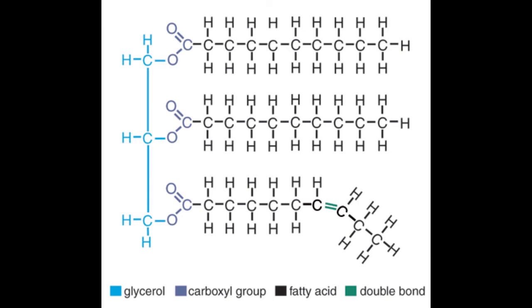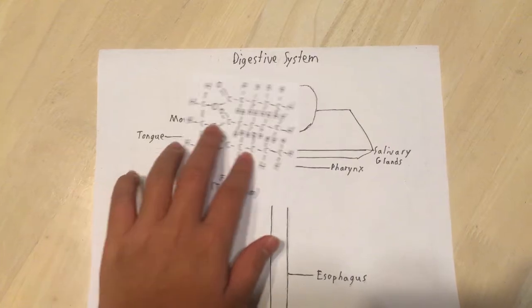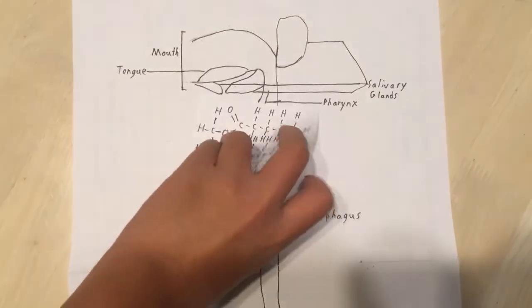Fats are made up of one glycerol backbone with three fatty acid tails. Fatty acid tails are hydrocarbons, meaning they are made up of only hydrogen and carbons. This gives the amphipathic property of fats, meaning that the side of glycerol is hydrophilic, while the side of fatty acid tails is hydrophobic.